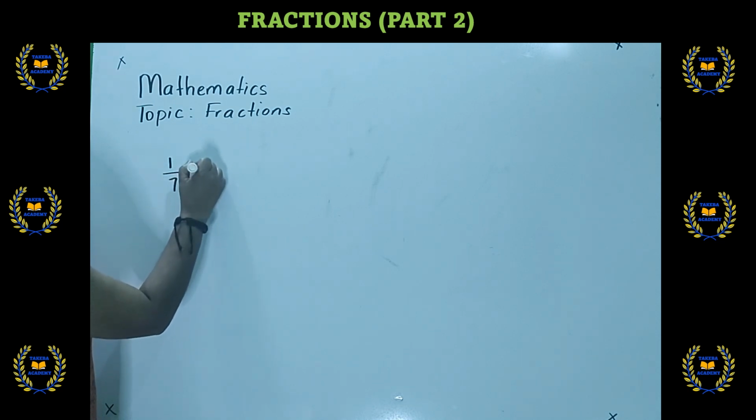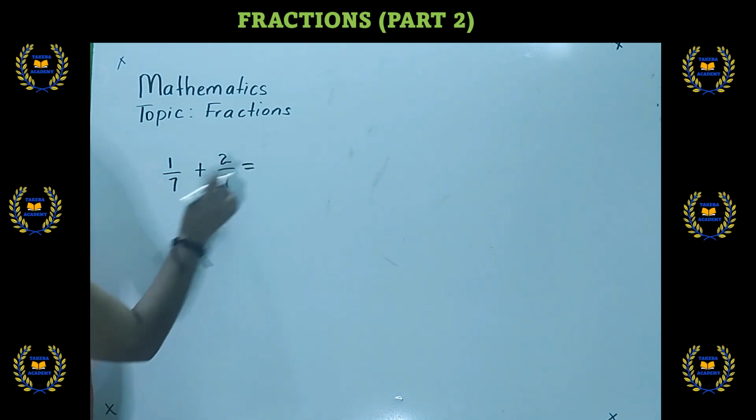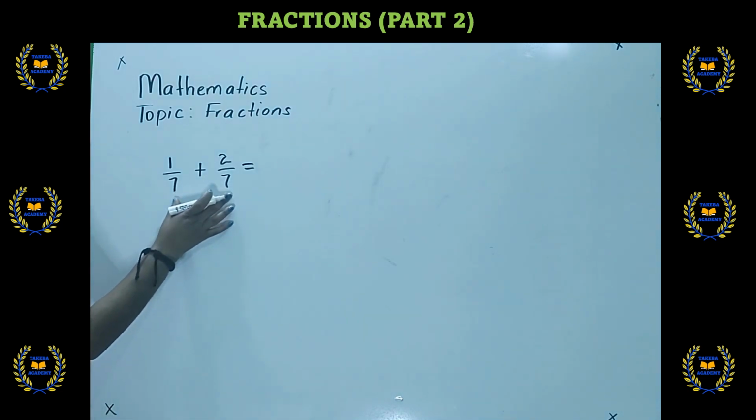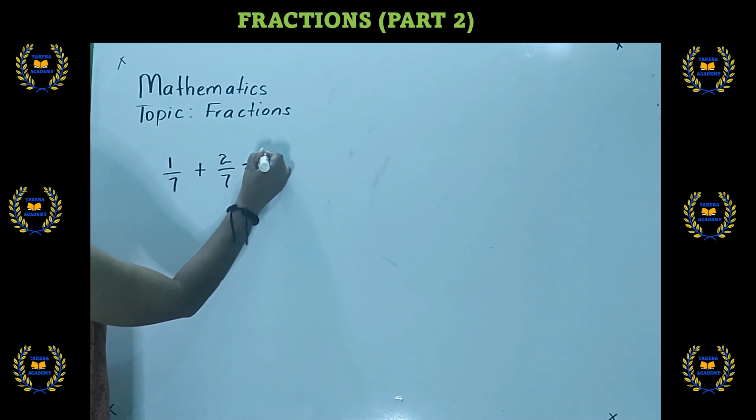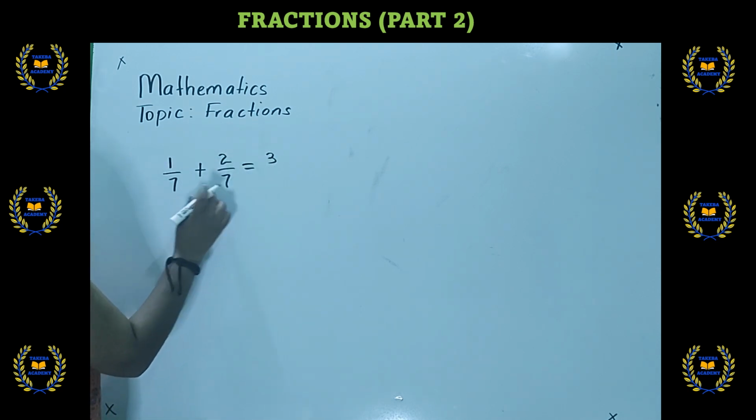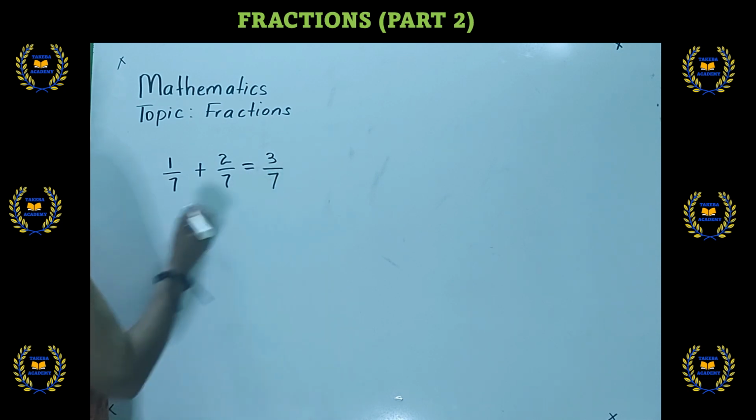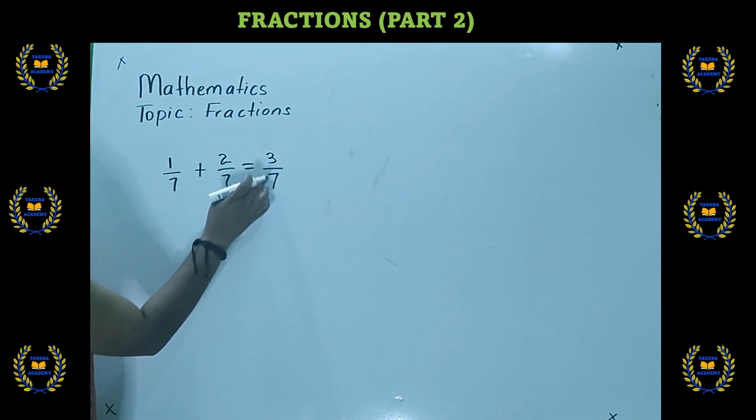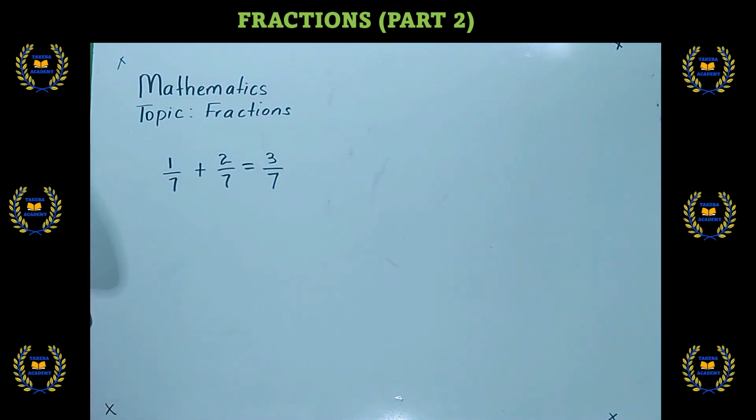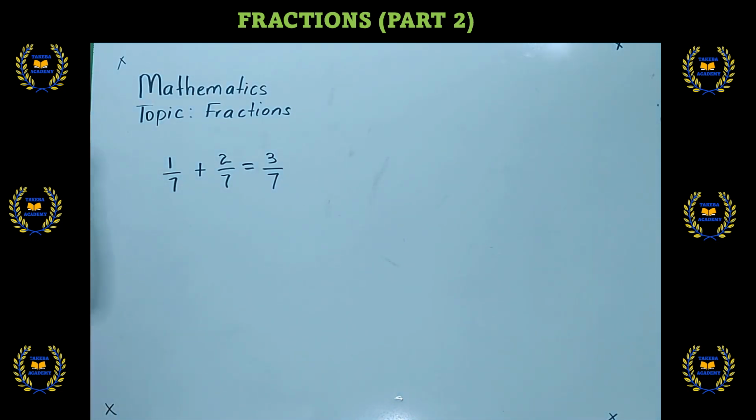Okay, so for example, we can add these two fractions quite easily because the denominators, the numbers at the bottom, they are the same. So we simply add the two numerators. 1 plus 2 is 3, and then we write back the denominator. So our answer would be 3 over 7. So 1 out of 7 parts plus 2 out of 7 parts gives you 3 out of 7 parts.